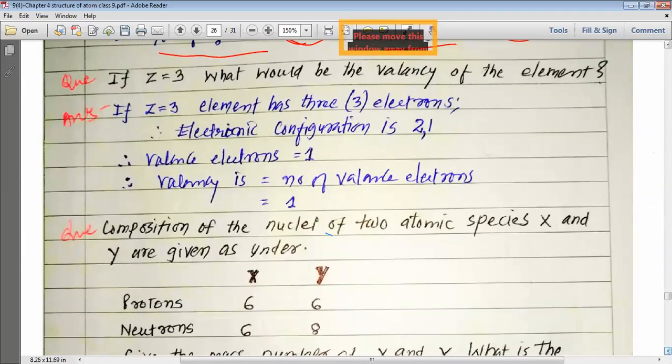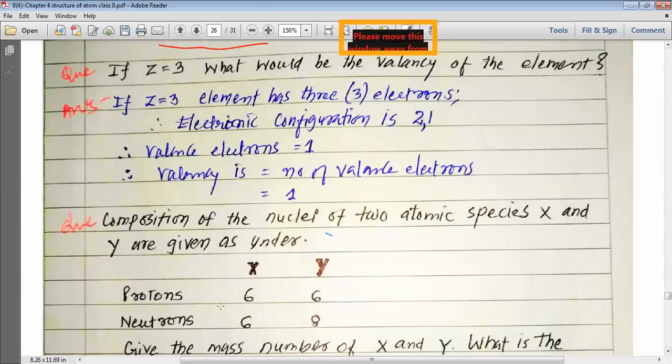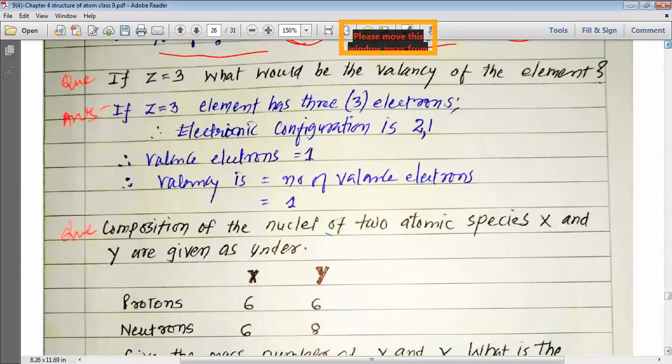Okay, then let's move to the next question, my dear students. Let us move forward to the next question. Let us see what is the next question. It tells us, if Z, that is the atomic number, is equal to 3, what would be the valency of the element? If the atomic number Z of an element is 3, what would be its valency?